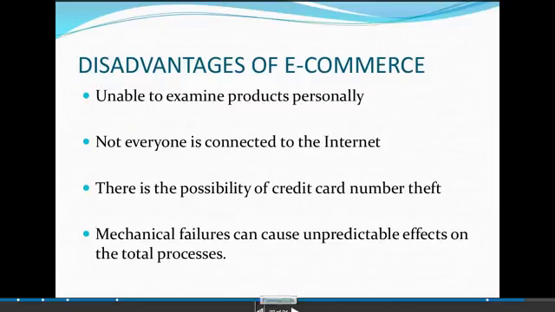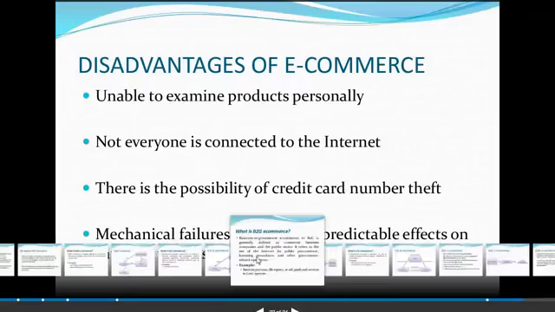Then some disadvantages: unable to examine the product personally, means we cannot touch it personally, we cannot see that product. Not everyone is connected to the internet. In India, not everyone is connected to the internet. There is a possibility of credit card number theft. Then mechanical failure can cause unpredictable effects on the total process. There are some mechanical failures, they also cause some trouble.